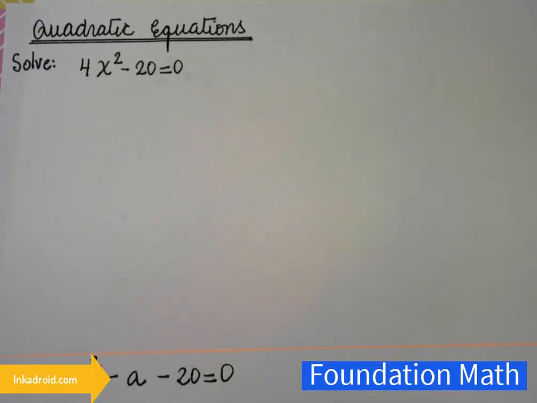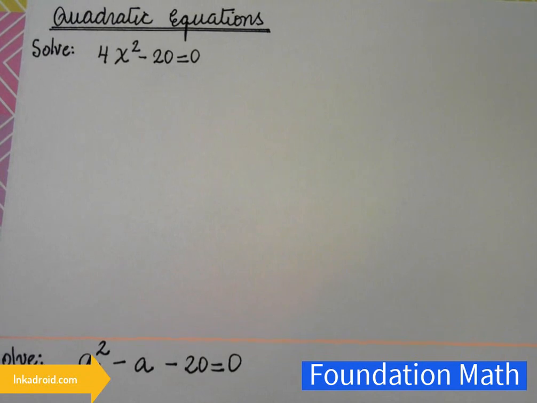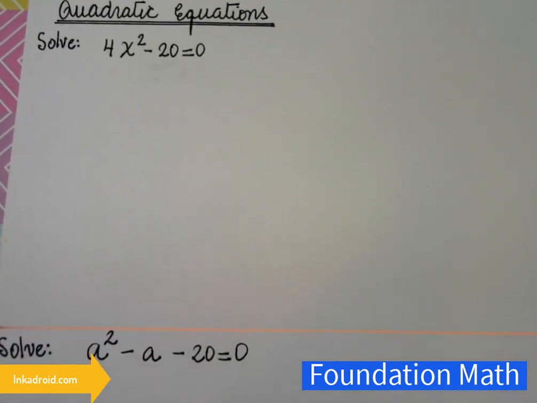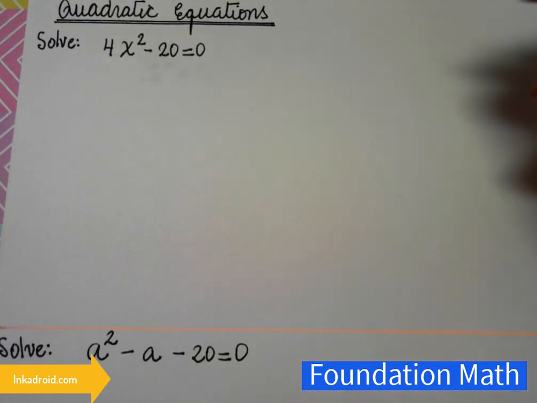Hello! We have here a quadratic equation. We have to solve the equation. It means we have to find the roots of 4x squared minus 20 equal to 0. In this case, we have 4 and 20, and they have a common factor. The factor is the number 4. So when there is a common factor, the number 4, we have to factorize. I want to do that here.